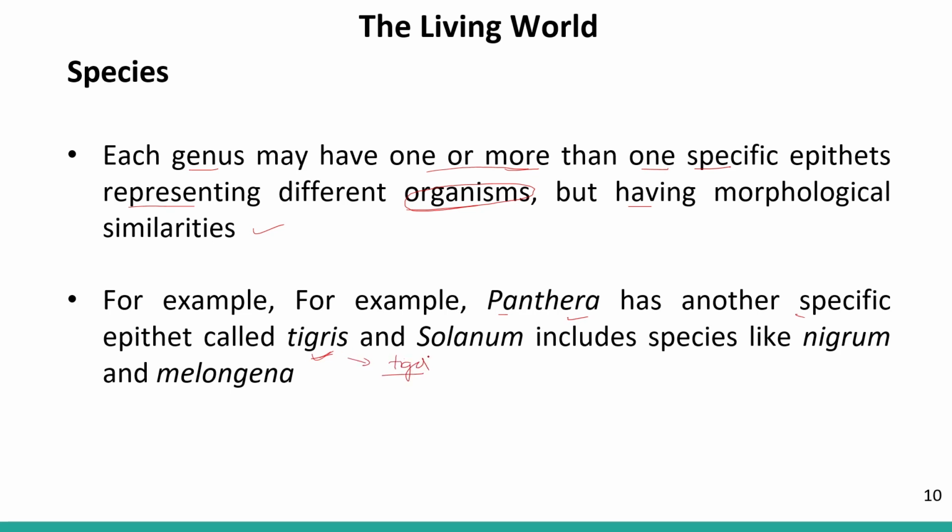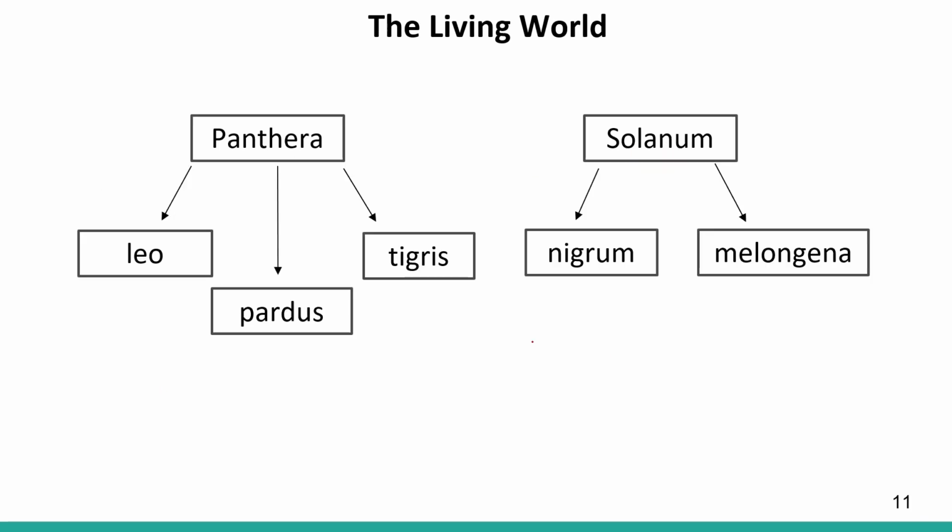And Panthera leo is lion. Similarly, if you talk about plants, genus Solanum includes species like nigrum and melongena. In this diagram, you can see Panthera. This is the genus, or the generic name. This also represents the genus. Now, Panthera can have specific epithet leo.